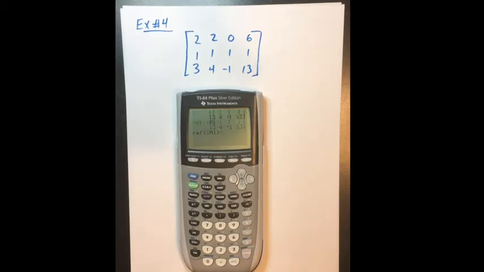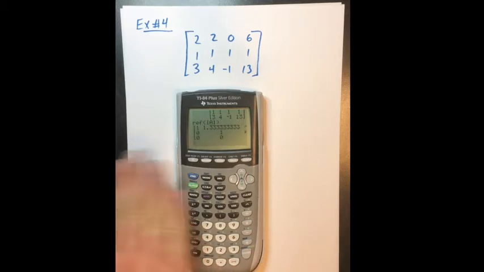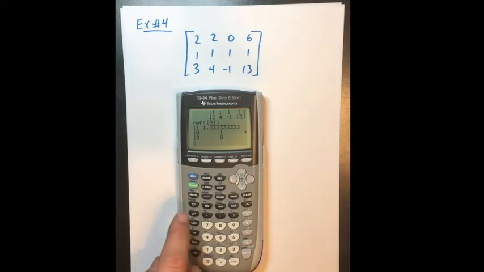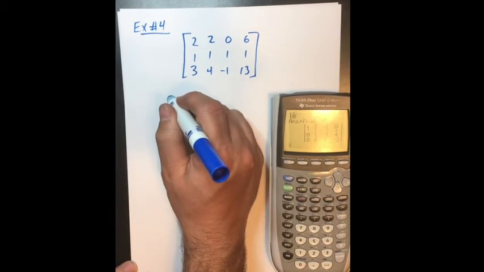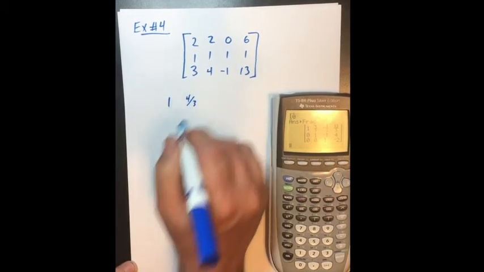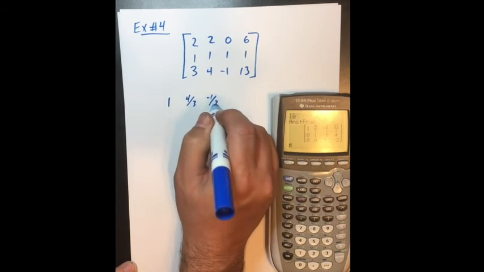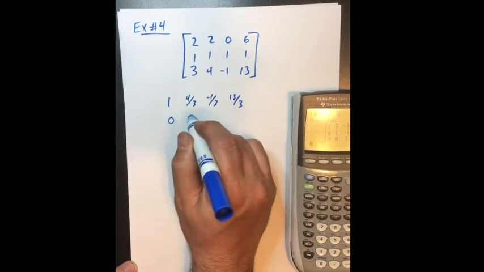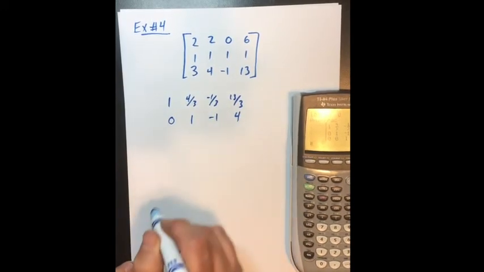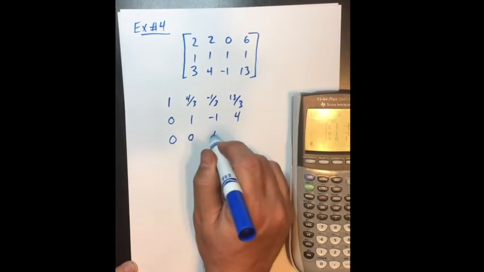and hit enter. Not uncommon to get some ugly decimals in here. What I would encourage you to do is to hit math frac, so that instead of looking at ugly decimals, we can look at less ugly fractions. Now we're going to go back to our pen and paper, whatever you may be using. So 1, 4/3, negative 1/3, 13/3. There's our first row, and then we have 0, 1, negative 1, 4, and 0, 0, 1, negative 2.